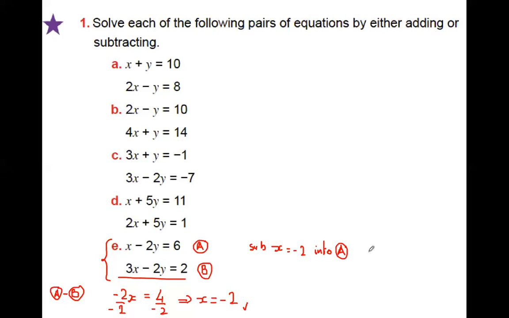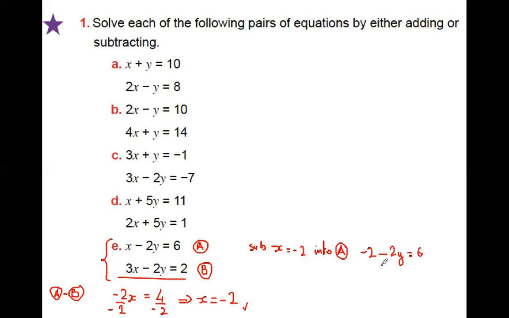Sub into A. Then that gives me negative 2 minus 2y equals 6. So this is the bit where I'm going to move 2y to the other side. That will become positive by adding plus 2y. And I'm going to move 6 to this side. That becomes negative 6. So negative 6, negative 2, that's negative 8 equal 2y.